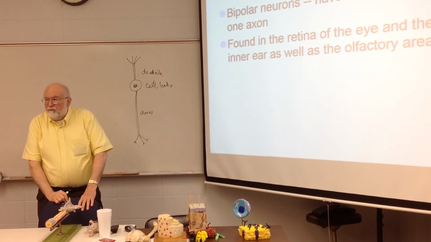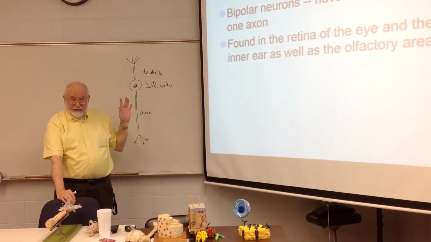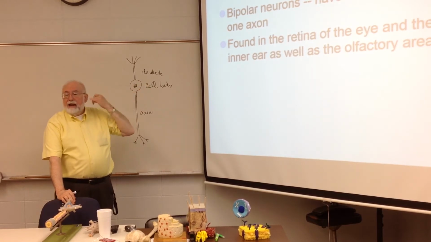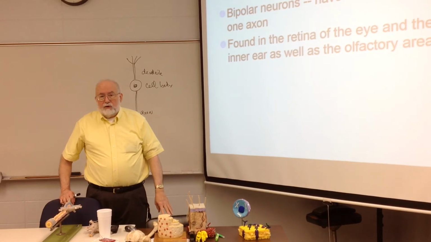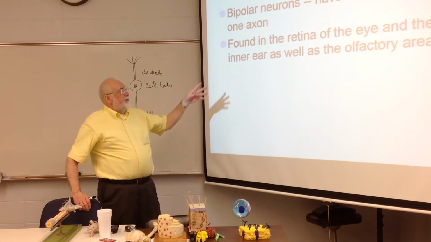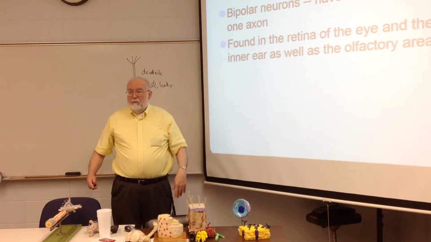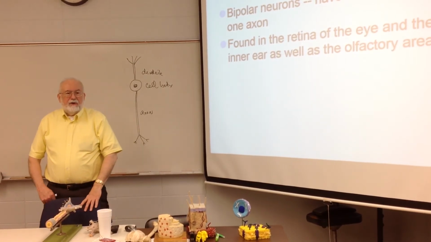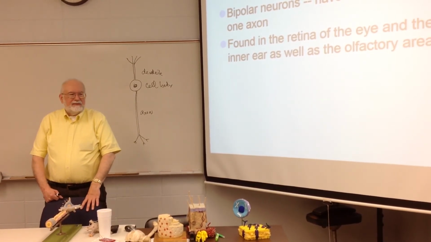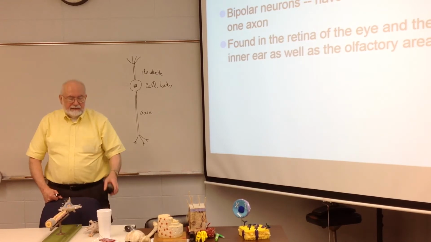There you go. That's it. That's bipolar. Now, where do you find them? A lot of sensory organs have these. You find them in the retina of the eye. Okay, the retina of the eye is going to have bipolar neurons in it. You find them in the inner ear. You find them in the olfactory mucosa, you know, where odors are detected in the superior nasal meatus, those kinds of areas. You're going to find bipolar neurons. They're almost always involved with senses.